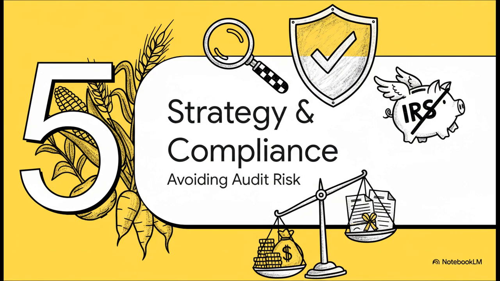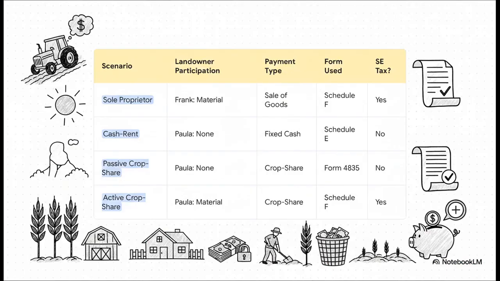All right, for our final section, let's bring this all home. We'll focus on how to apply this in the real world with some clear examples and concrete advice to make sure you're compliant and ready to defend your choices if the IRS ever comes knocking. These scenarios with Frank and Paula just make the rules crystal clear. When Frank is running his own farm, boom, Schedule F. When Paula rents her land for a fixed cash price and has zero involvement, that's a classic Schedule E.